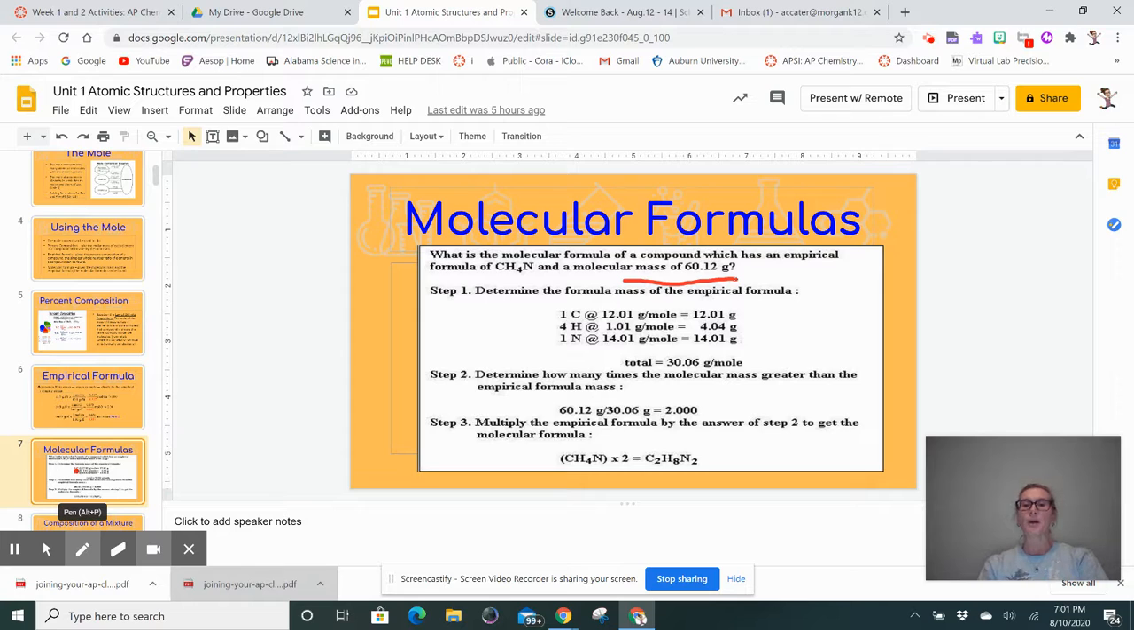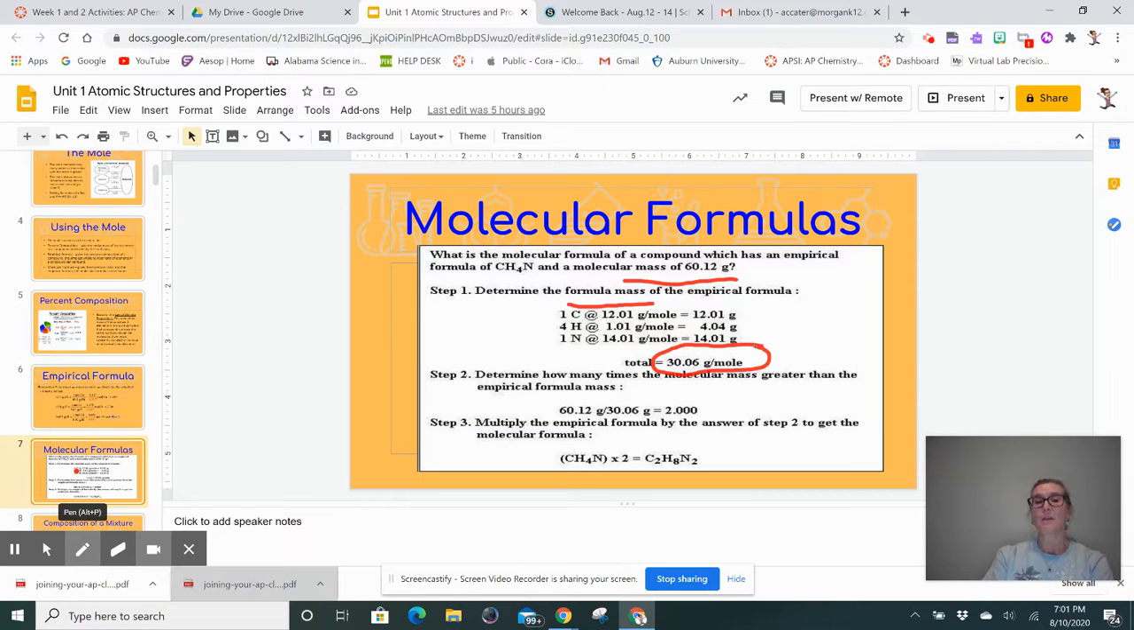So we're going to determine the formula mass, and the formula mass is just the mass of the empirical formula. Okay, so we have one carbon, so that's 12.01. We have four hydrogens, that's 4.0. And remember, these are atomic masses off the periodic table. And we have one nitrogen, which is 14.01. So when I add all of that up, it gives me the total for the empirical formula. Then I'm going to compare that to my actual molecular mass.